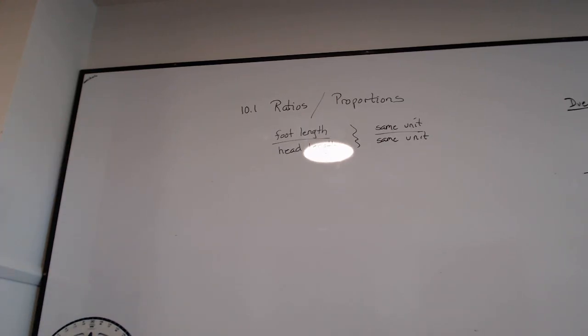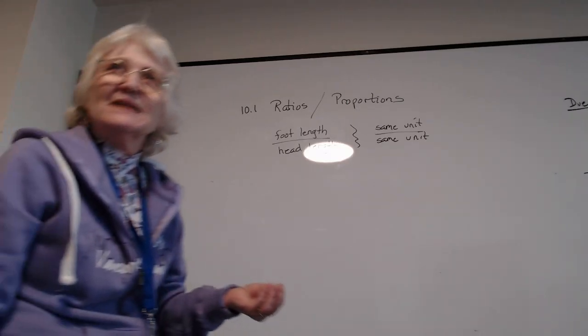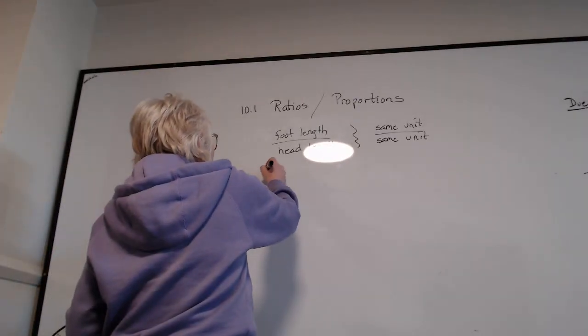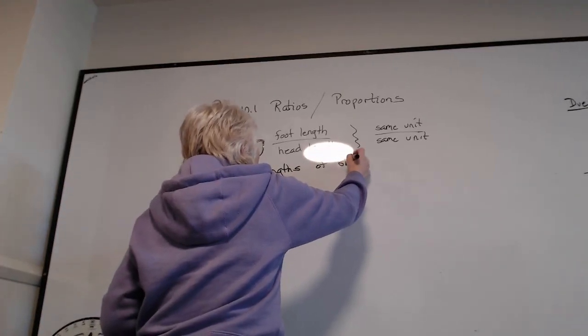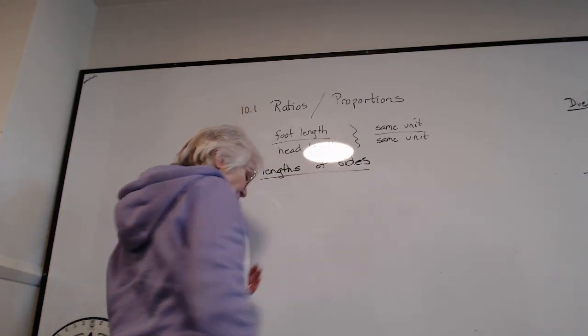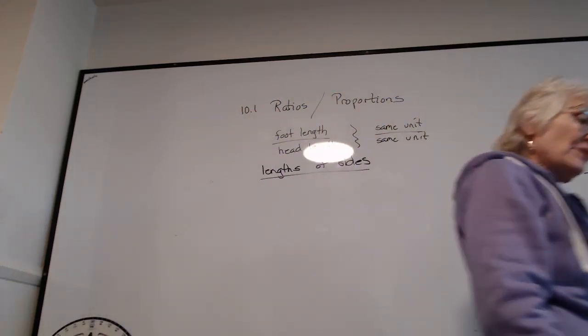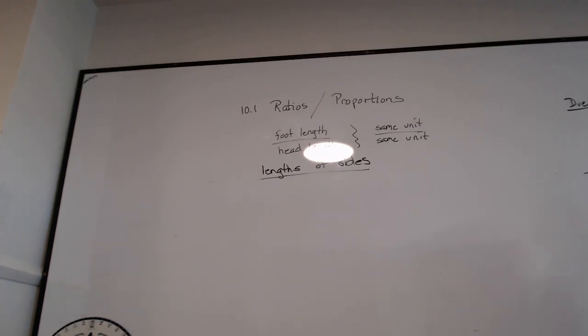So when we're talking about ratios in geometry, we're talking about the lengths of sides usually. Okay, so we are looking for the lengths of sides. And we're going to find out what's true in similar things. But ratios are usually comparing length to length, which is a very common ratio. We did that with the head and stuff.